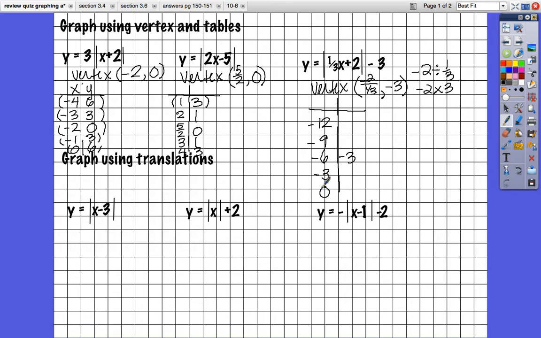So plug in negative 12, you get negative 4, plus 2 is negative 2, absolute value is 2, 2 minus 3 is negative 1.